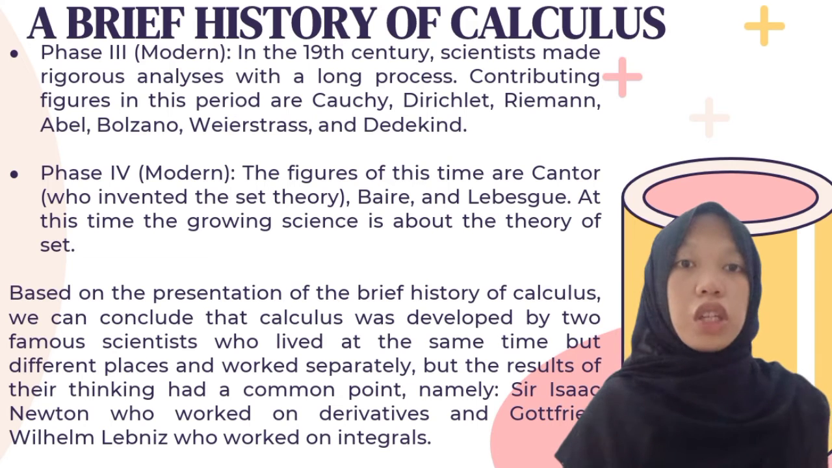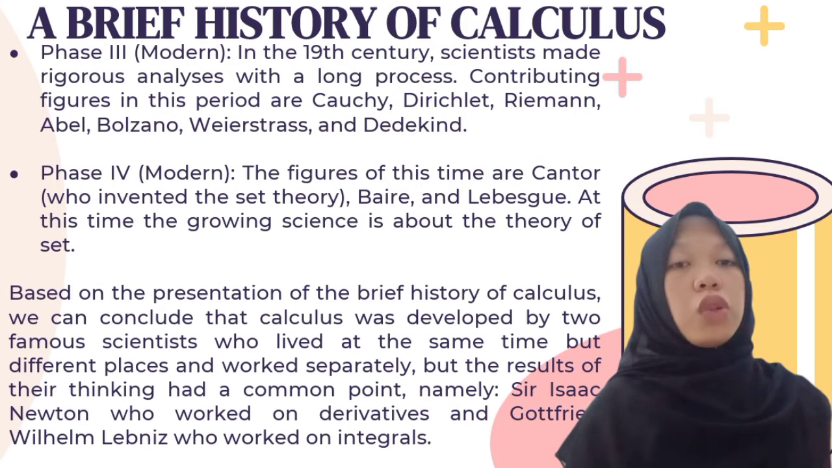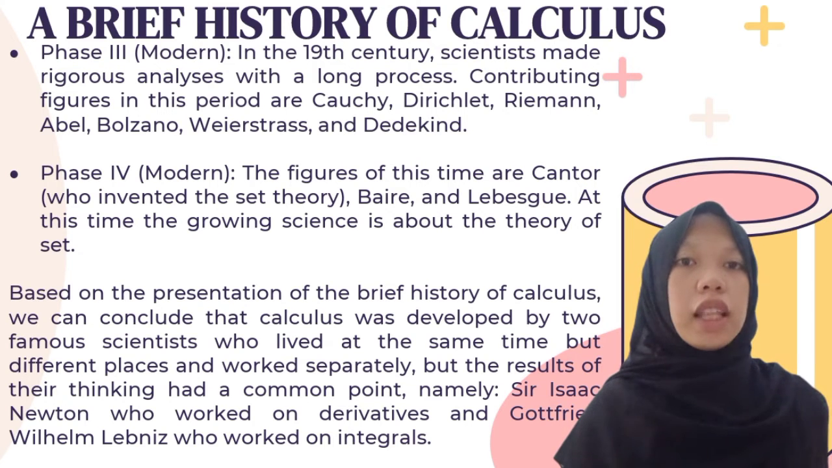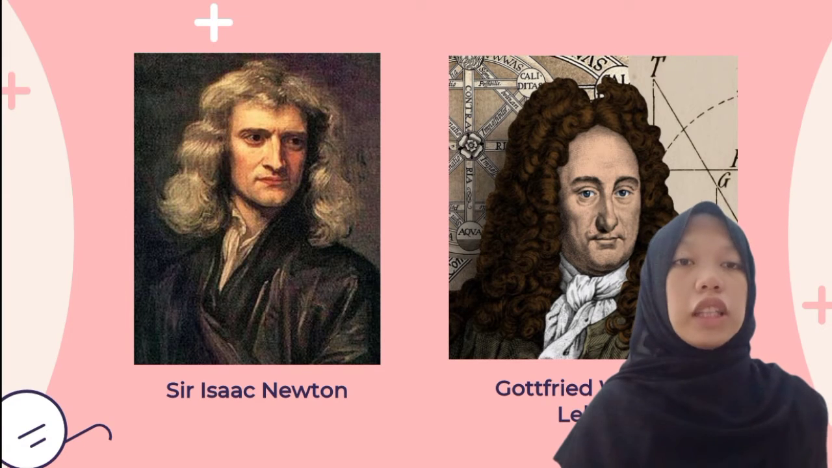Based on the presentation of the brief history of calculus, we can conclude that calculus was developed by two famous scientists who lived at the same time but different places and worked separately. But the result of their thinking had a common point, namely Sir Isaac Newton, who worked on derivative, and Gottfried Wilhelm Leibniz, who worked on integral.